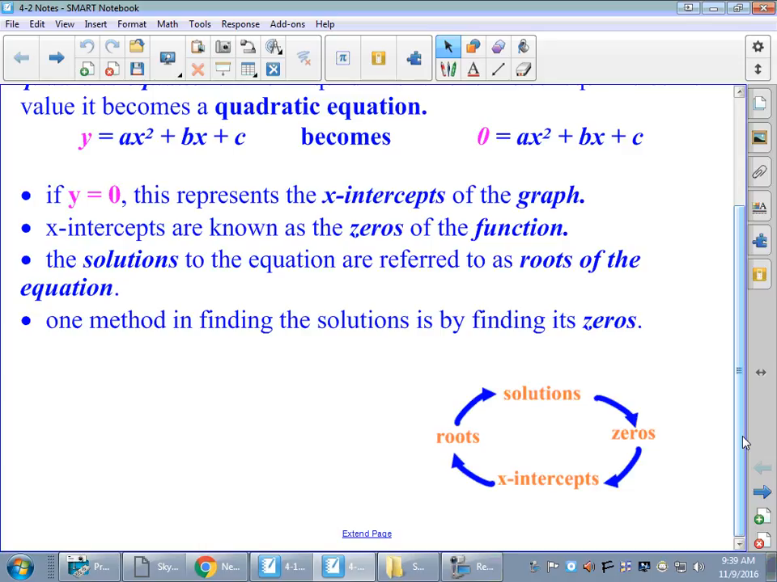And this is going to carry through beyond quadratics when we study other types of functions. So if we talk about the x-intercepts, that's the same thing as a zero, a root, or a solution. So just know that all of those can be interchanged. But what we're really looking for is where the graph crosses the x-axis when they ask you to solve.